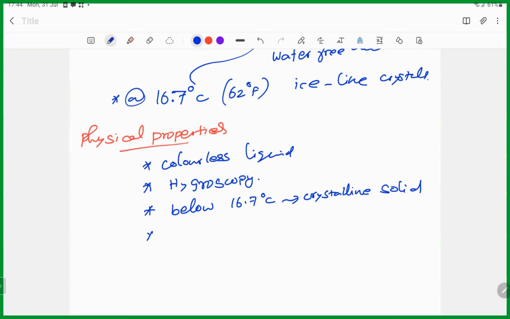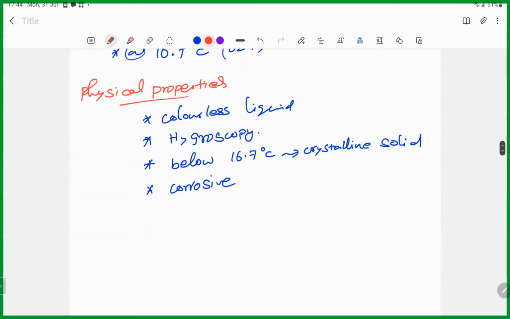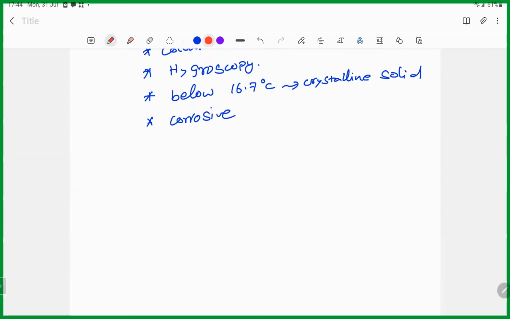And also it is corrosive in nature. Its vapor causes irritation to the eyes, burning of the nose and a sore throat. That will happen as usual. Whatever acid is there, it will give those common effects. Now we are going to study the chemical properties.